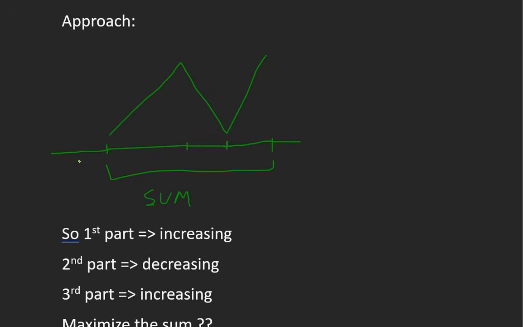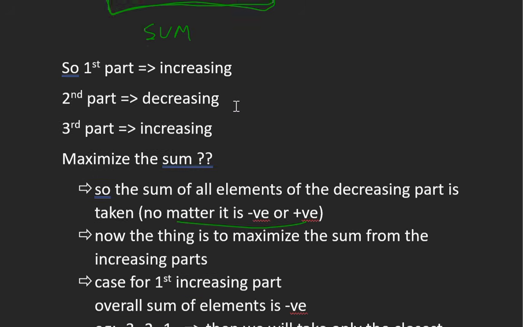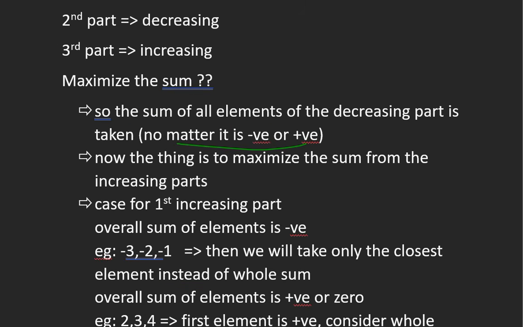So if we'll discuss the approach, what we need is a subarray which is first increasing, then decreasing, and again increasing, and we have to return the sum of that subarray. So our first part is increasing, second part is decreasing, and third part is again increasing. If we have to maximize the sum, the sum of the decreasing part is always considered, no matter whether it is positive or negative. Like this decreasing part, we will always be considering the sum of those elements.